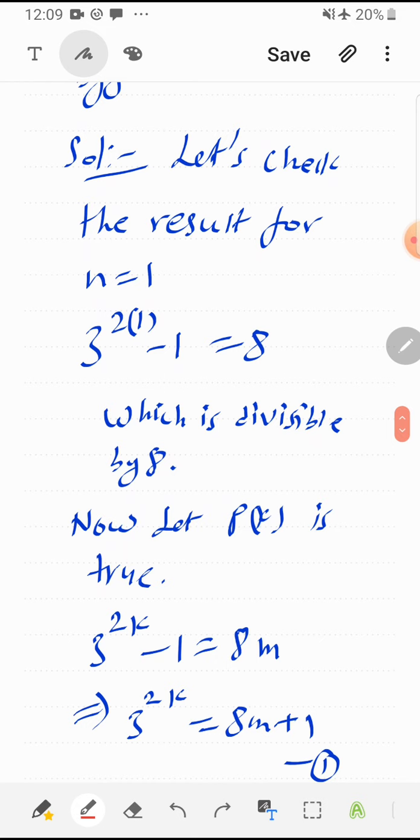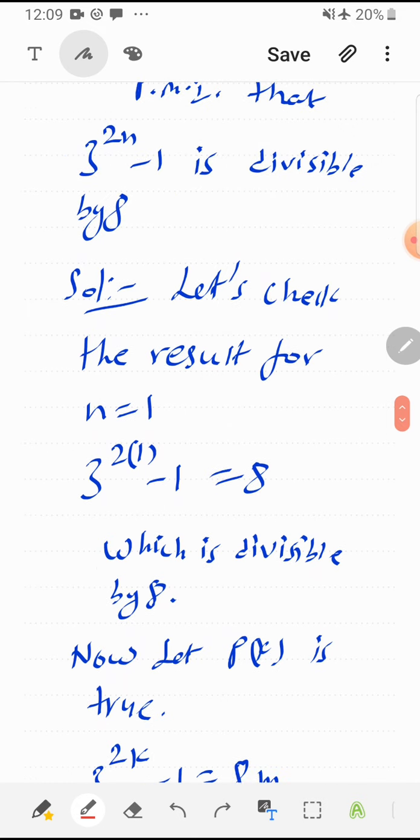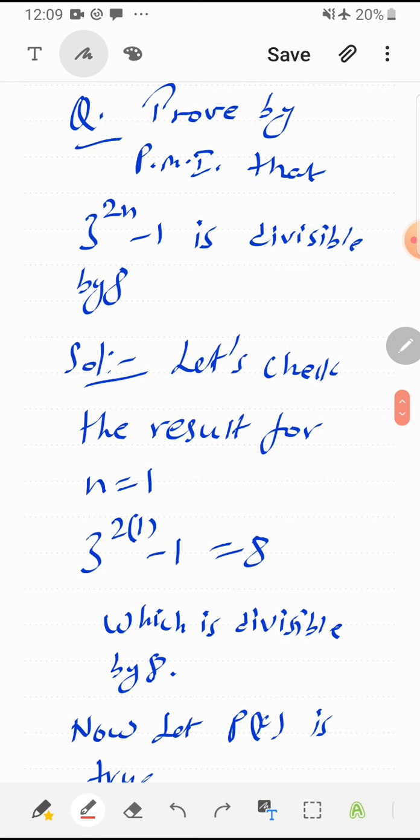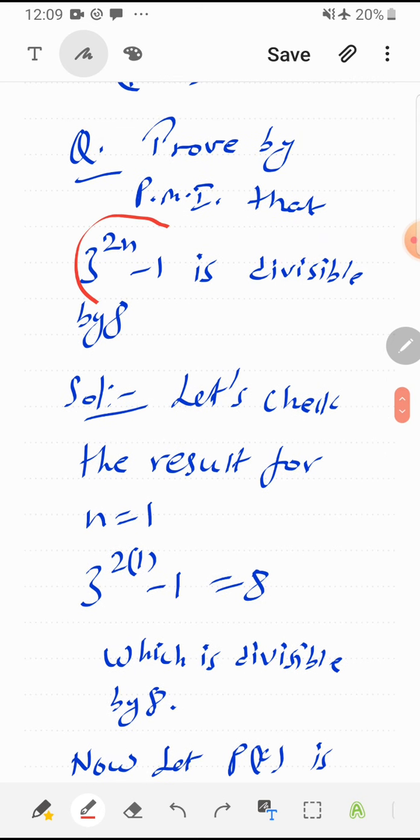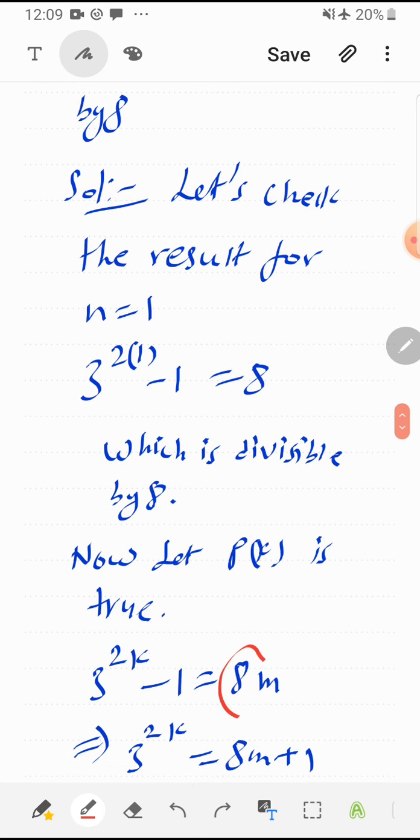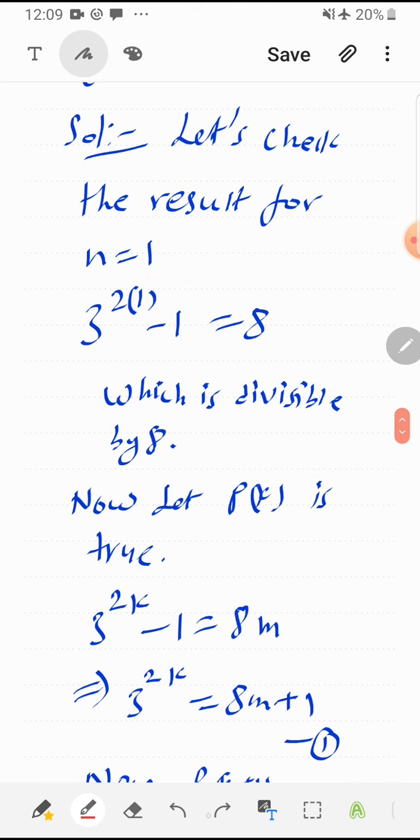I am assuming this. That means I am putting n is equal to k, and now I am writing this expression. If this is divisible by 8, then this has to be equal to a multiple of 8, or 8m, so I can write this as 8m. So this is a mathematical expression which I am making.